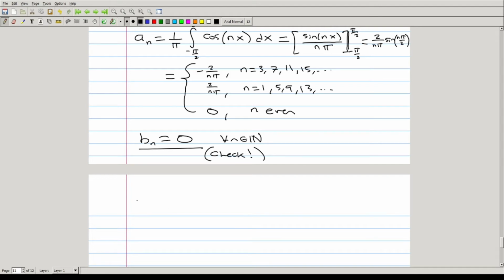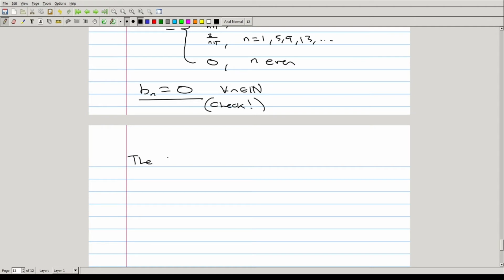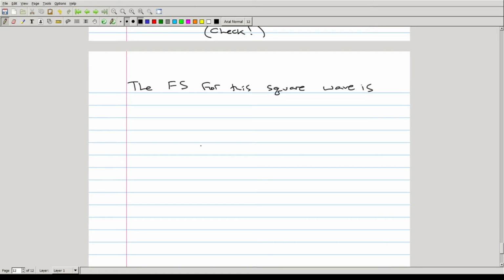What that means then is that the Fourier series for this square wave is 1/2 plus 2 over pi cosine of x minus 2 over 3 pi cosine of 3x plus 2 over 5 pi cosine of 5x, and so on and so forth all the way to infinity.